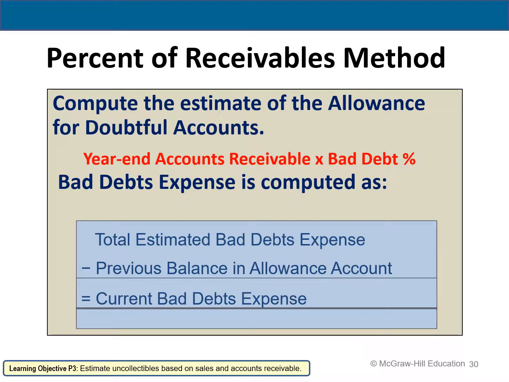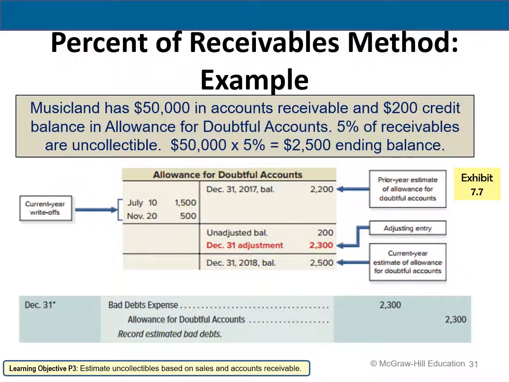Under the percent of receivables method, they're going to take the year-end accounts receivable balance times bad debt percentage rather than sales times bad debt percentage. So the way that's computed is total estimated bad debt expense minus previous balance in the allowance account equals current bad debt expense, right? So let's look at an example.